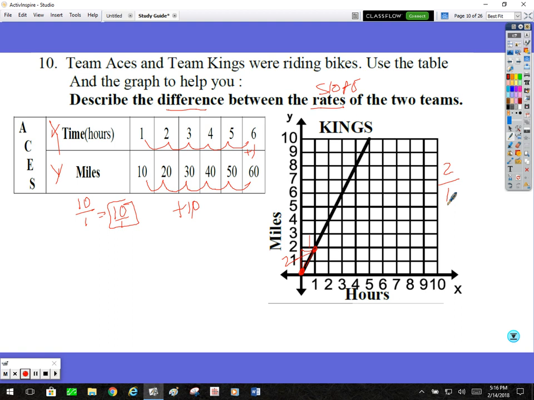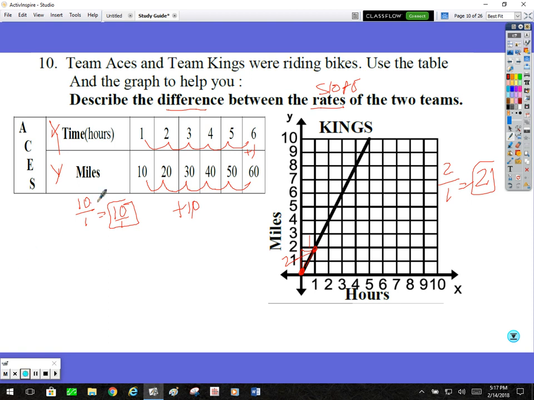So they're traveling 2 miles for every 1 hour, which gives me a slope of a positive 2. Well, now, if I'm making a comparison between these two groups, if I look at 10 and I look at 2, one thing I could write was that Team Aces is traveling faster than Team Kings. Okay? That's a good comparison because 10 is bigger than 2.